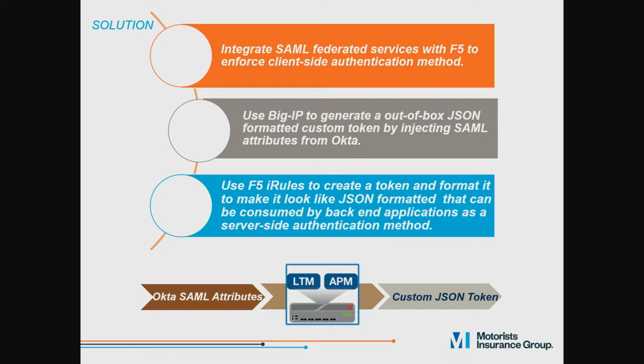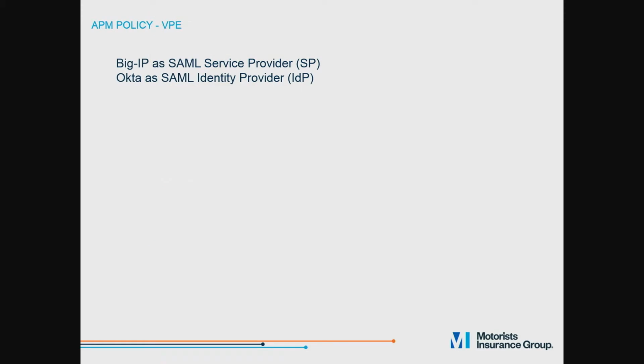So in a nutshell, the solution would look like we are injecting the SAML attributes from Okta into F5 and coming out as a custom JSON token, for a simplified version. For this to work, we used iRules to generate a custom JSON token, and used APM for the Okta SAML binding with F5. So in this scenario particularly, we used BIG-IP as a service provider, and the IDP is the Okta SAML.